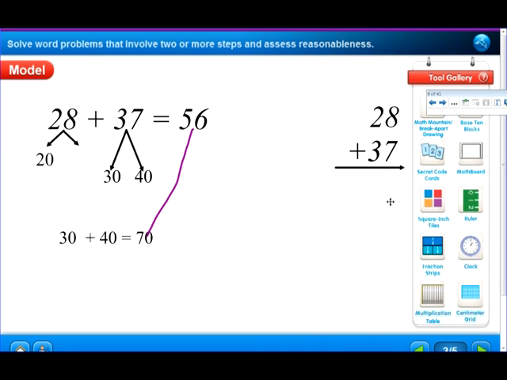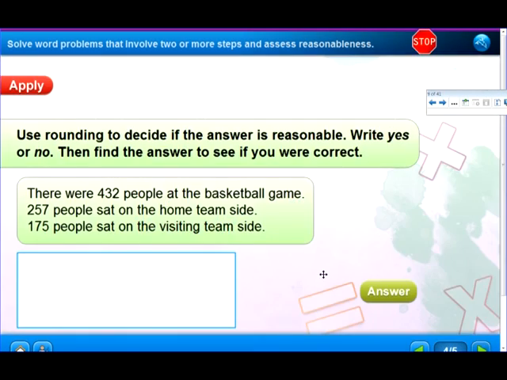8 plus 7. 8 plus 7 is 15. Carry the 1. 2 plus 3 is 5. Plus 1 is 6. 65 was the accurate answer. We see that 70 is closer to 65 than 56 is. So a better answer would have been in the 60s. Let's practice a couple problems.